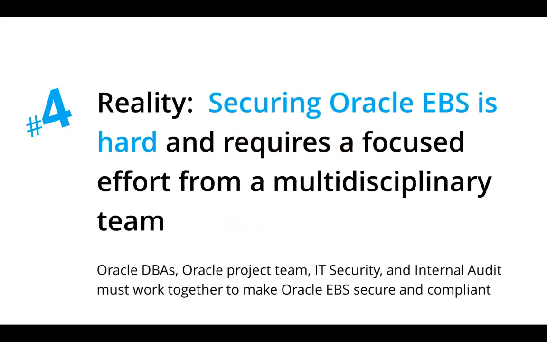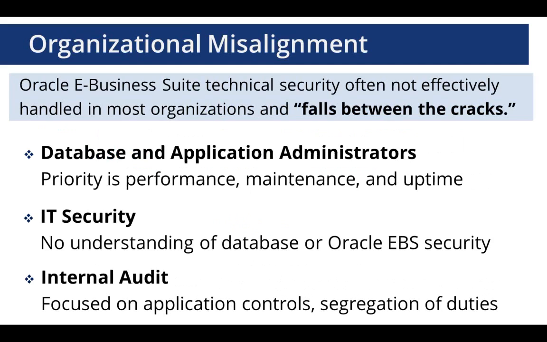Securing the Oracle E-Business Suite is hard, and it really takes not just one person, one DBA to do it, but really a large group of people working together. So the Oracle DBAs, the project team, IT security, internal audit, all have to work together to form a team because they each bring something to the table to make sure that the environment is secured. Because really what's happening in the organization is there's a misalignment. Oracle E-Business Suite is a complex application. It's a database. It's an application server. It's middleware. And it's a complex application on top of that.